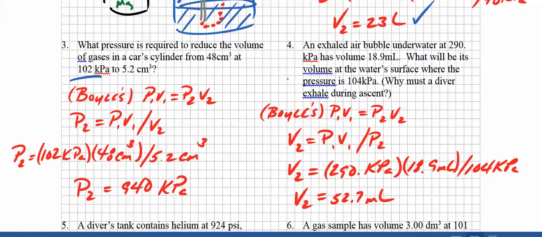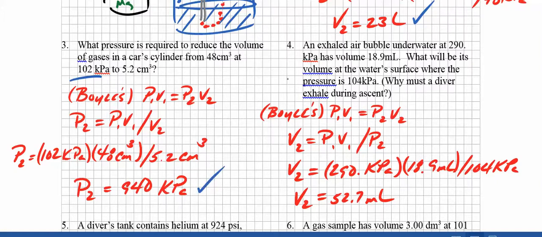So let's set up our equation. We're looking for P2. P2 is equal to P1 V1 divided by V2. Now let's plug in. P1 is 102 kilopascals times V1, which is 48 cubic centimeters, and we're going to divide that by 5.2 cubic centimeters. When we do that math to the correct number of significant digits, which is 2 significant digits, we get 940 kilopascals, and that'll do it for the first one.